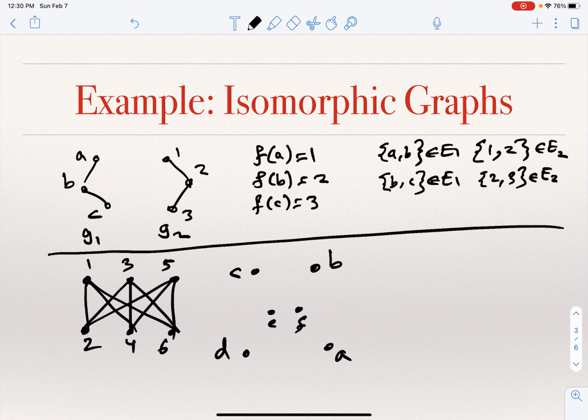And let's define the edges as follows. So there's an edge between A and B, there's an edge between C and D, D and A. So we have this square here, these 4 edges.